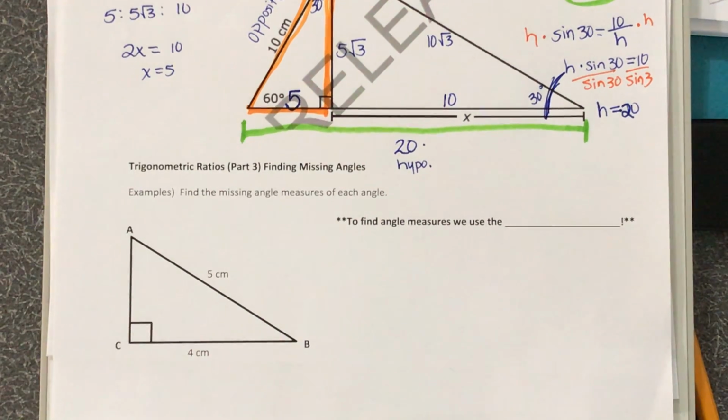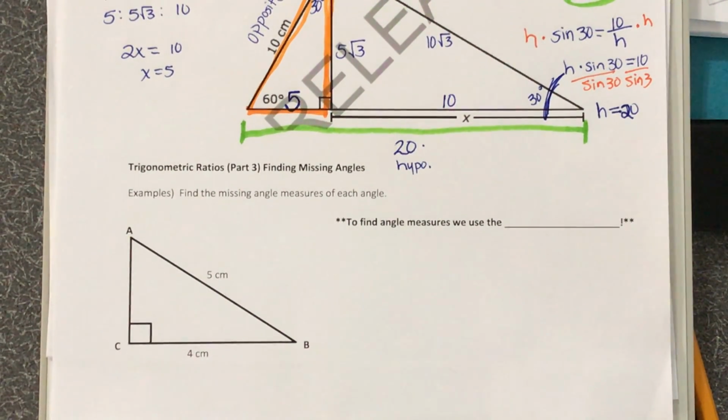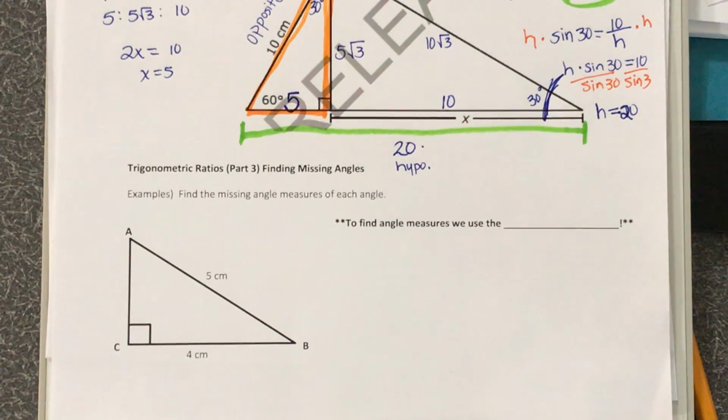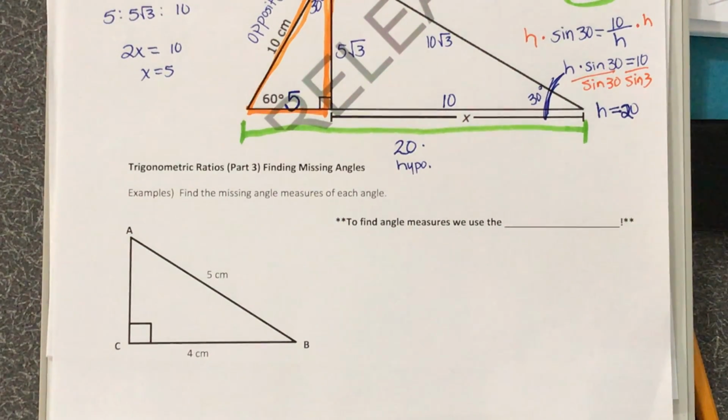Now that we know how to find the sides of a right triangle, we're going to focus on finding angles. Regardless, in all situations, you have to be given two facts of the right triangle, whether it's the angle and a side or whether it is two sides. So two facts will help you solve the right triangle.